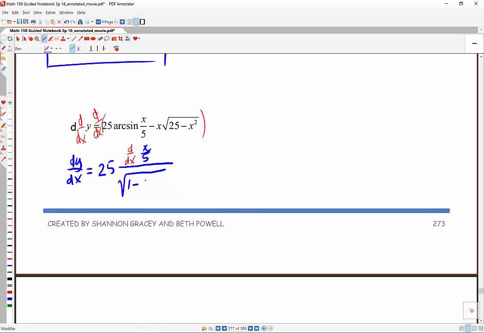Then this other one is going to be a product. So the derivative with respect to x of x is 1, and we'll multiply to that root 25 minus x squared, okay? And then plus x times that derivative. So for that next derivative, remember, we're going to have 1/2 times our something to the negative 1/2, and then times d dx of our something.